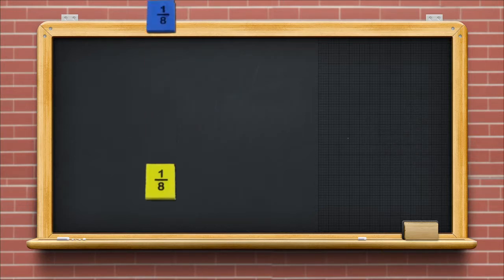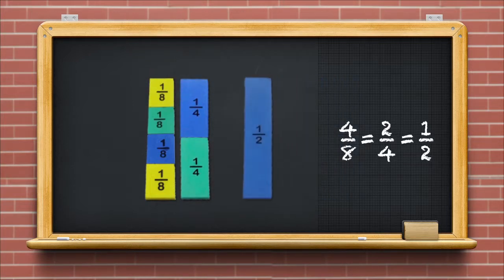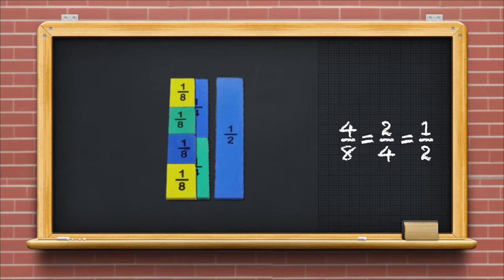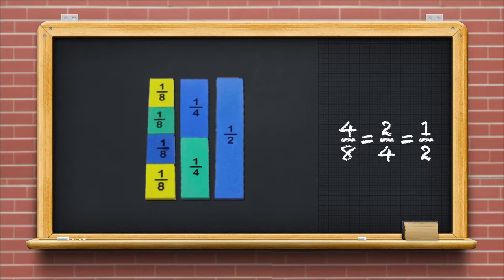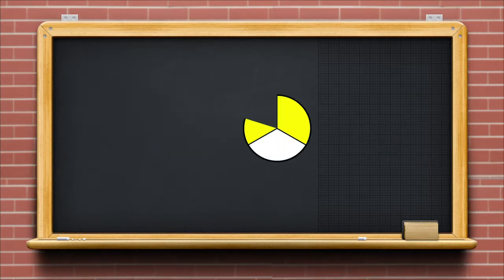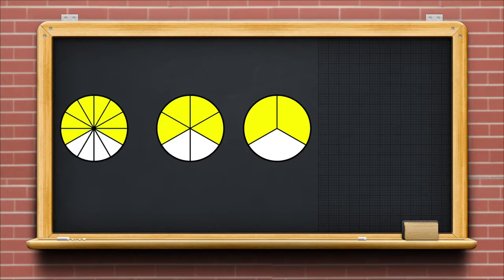Can we say 4/8 equals 2/4 equals 1/2? Yes, we can. Use fraction strips to indicate that 4/8 equals 2/4 equals 1/2. You can also use another example to show equivalent fractions by dividing a circle into 2/3, 4/6 and 8/12.